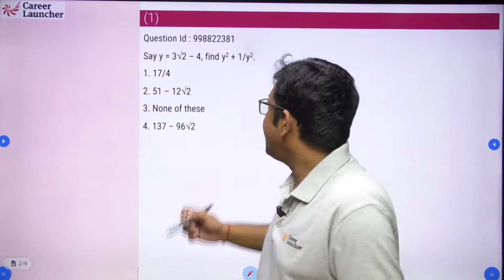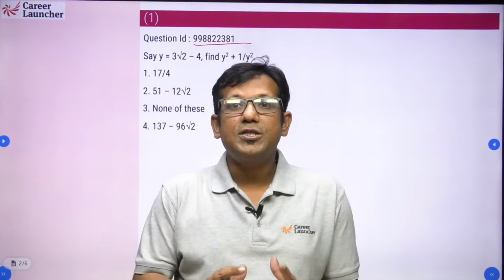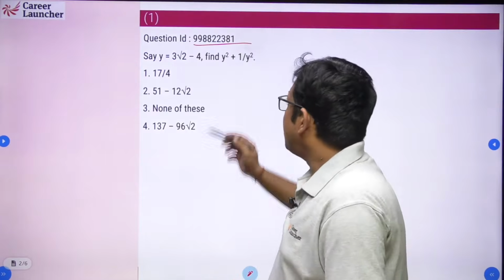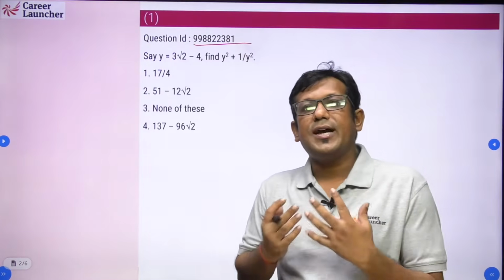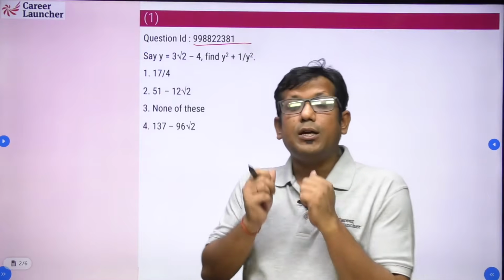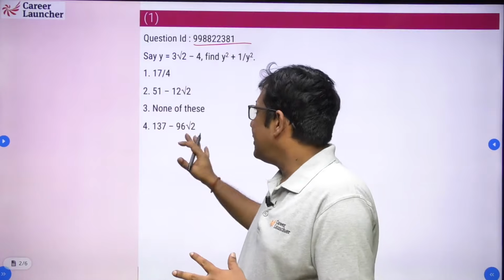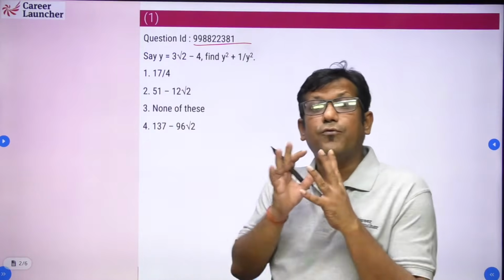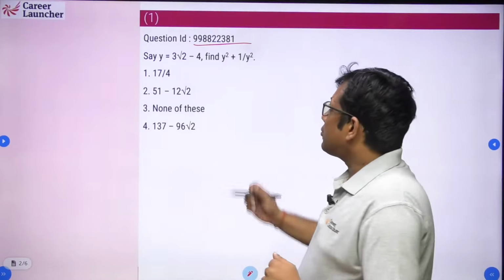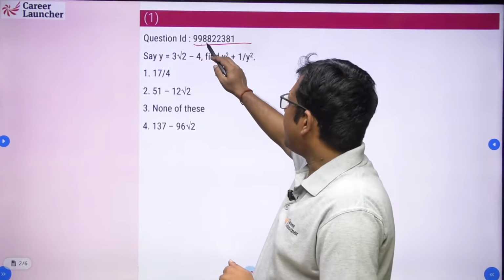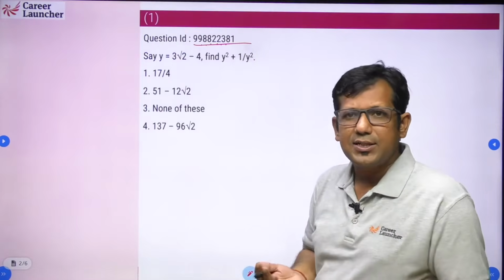So basically there are some question IDs given here, and you can check the questions with the help of the question ID. We are not going to discuss the actual solutions of the questions; we are going to discuss what the right answer can be, what answer they have given, and why that answer is wrong. The question ID is 9988222381, and we are considering it wrong.